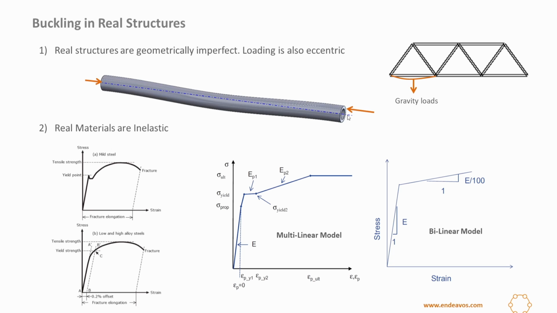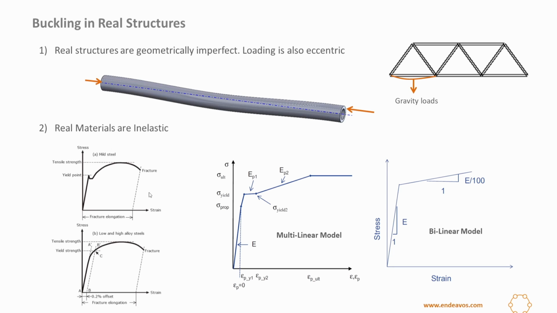The second point is, in real materials, the stress strain curves are inelastic, so they look somewhat like this, and it is recommended for buckling analysis to use either a multilinear model or a bilinear model. This is highly recommended because when the structure is undergoing buckling, it can actually go into yielding combined with buckling. So we need to capture that behavior.